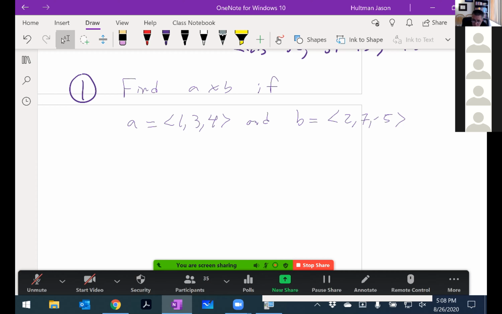Okay, let's do this one. Let's find the cross product. A cross B is equal to IJK. Okay, I'm just kidding. Okay, 1, 3, 4.